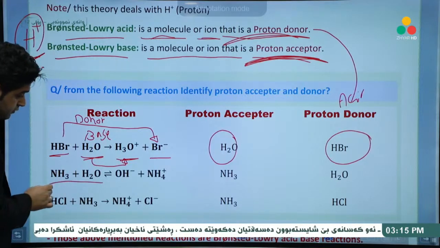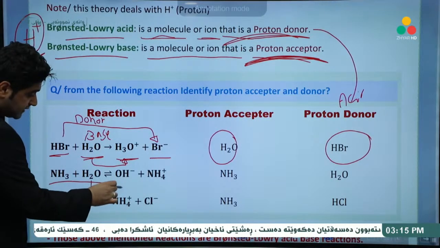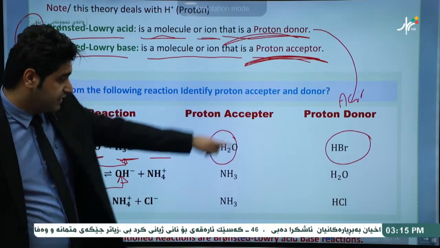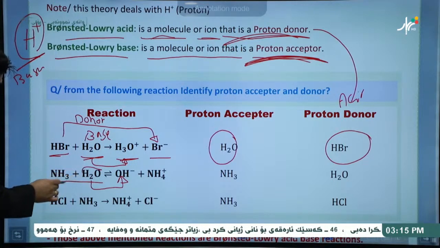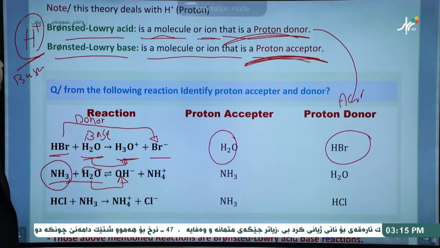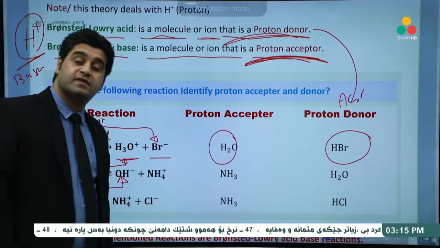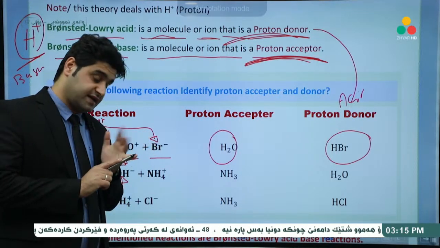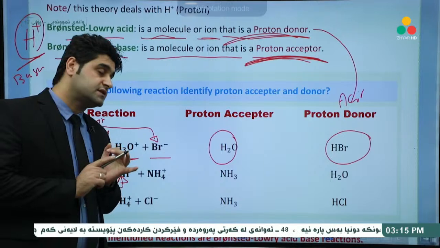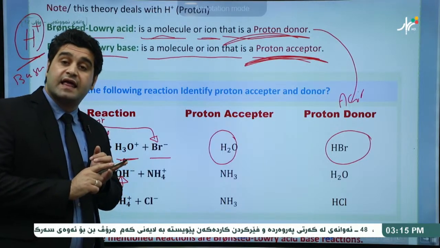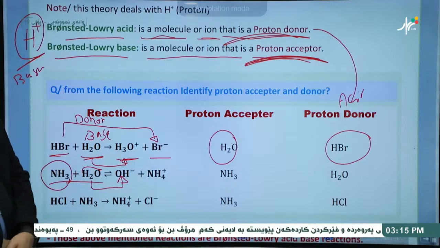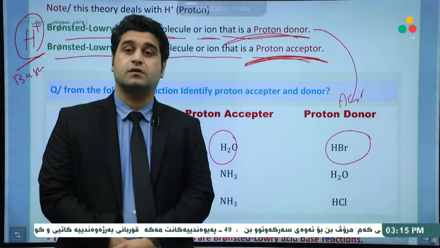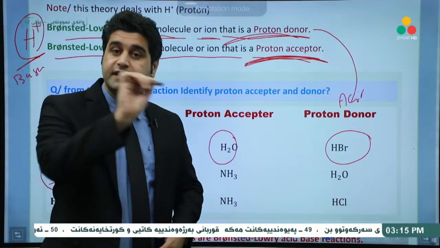NH3 plus H2O. Well, water in here is a proton donor, so it's an acid, and this is the base. So did Brønsted-Lowry identify that the water is a base or not? Yeah, of course. If water is a proton acceptor, it's a base. If water is a proton donor, it will be an acid. According to what? According to Brønsted-Lowry. But what about Arrhenius? No, water is only a solvent according to Arrhenius.